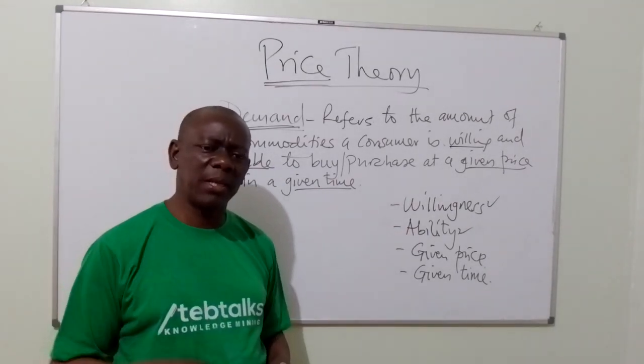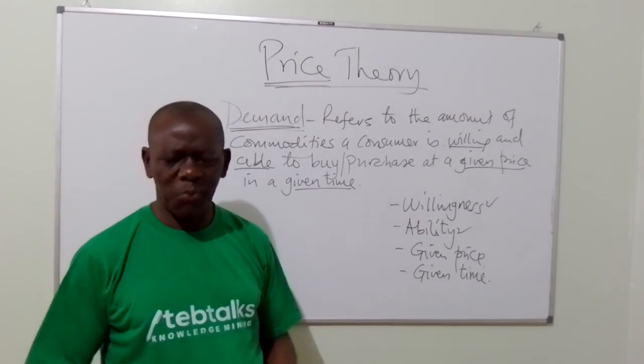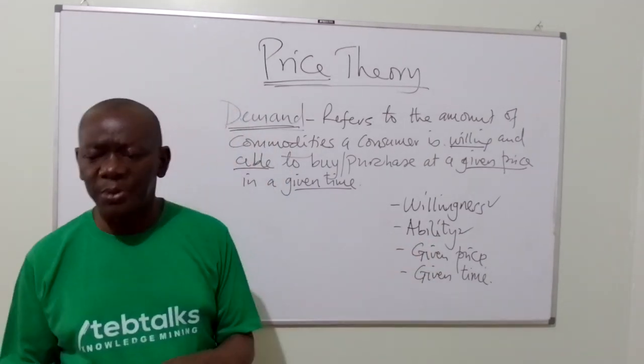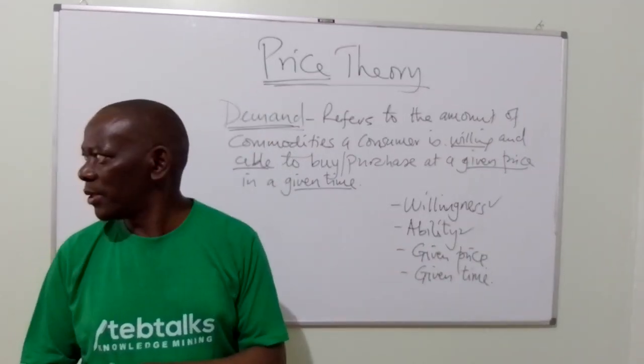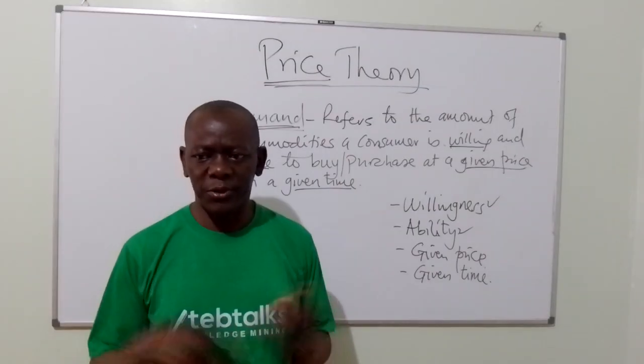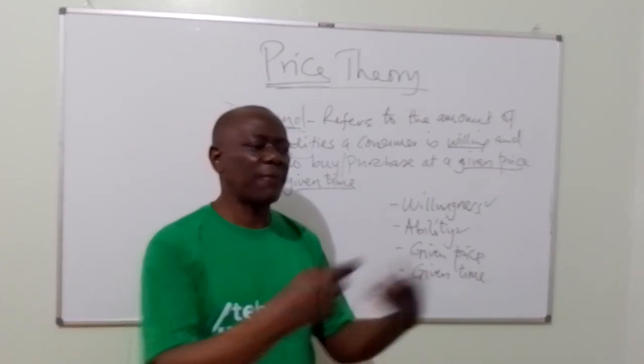When we come to planning for the country, we say people are willing to buy these things, but they are not able. Why are they not able? Government comes in, low salary. Salary is not enough. So they don't have the ability. They would be willing to buy all this, but they don't have the ability.